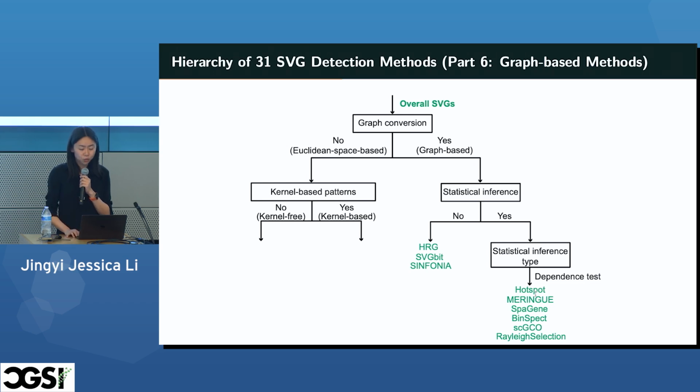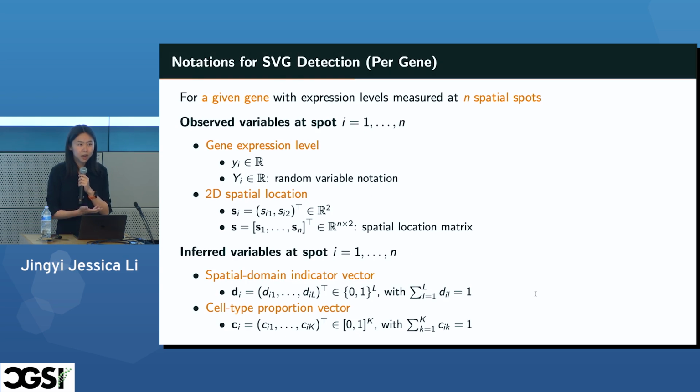But in the latter part, once I talk about the technical details, you will see them more clearly. So now it's time for me to introduce some notation to formalize my discussion. As all these methods look at one gene at a time, for my discussion I only need to focus on a given gene. This gene has expression levels measured at n spots. I denote y_i as the gene's expression level at spot i. So i is the index for spot. I will use this throughout.